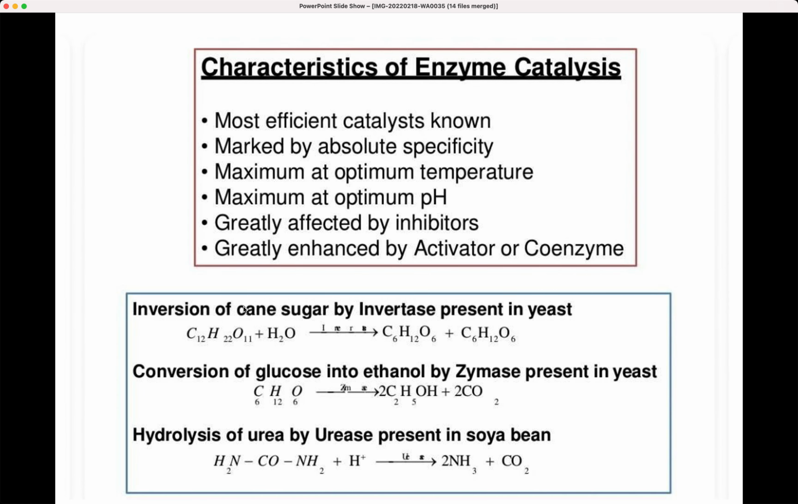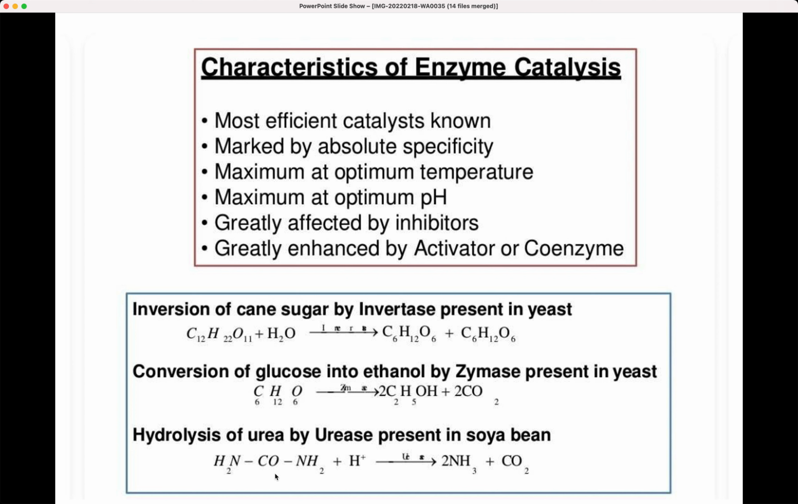Okay, now what are the characteristics of enzyme catalysis? Most efficient catalyst known, then it's marked by the specificity, maximum at the optimum temperature, and optimum pH also it is maximum. It is greatly affected by inhibitors and greatly enhanced by activator or coenzyme. And examples are inversion of cane sugar by invertase, which is an enzyme present in yeast. And you can see this equation is very important. You can get this equation also, and the product will be given in the choices. Then conversion of glucose into ethanol by zymase, which is present in yeast, that is glucose is converted into ethanol.